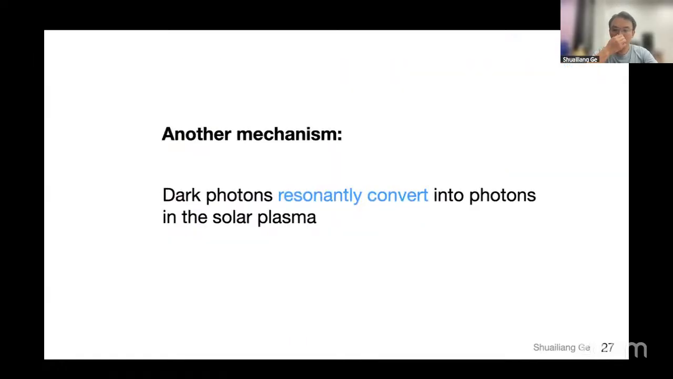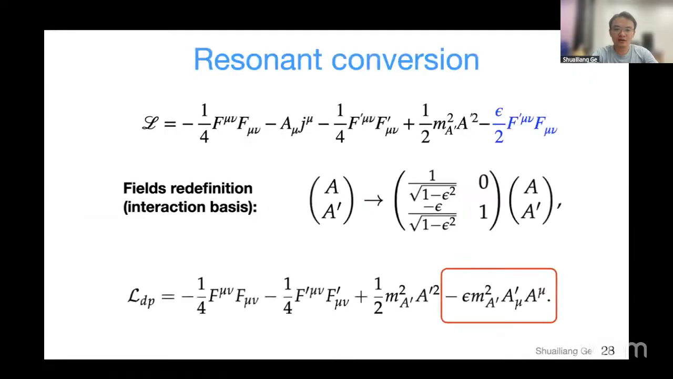And next, I will introduce you a different mechanism. That is, the dark photons can resonantly convert into photons in the plasma environment. Okay, and again, we start from the Lagrangian, but now we choose a different basis for convenience. And this basis is called the interaction basis. After a field redefinition, we can clearly see the interaction between the dark photon field and the photon field. And if you draw the Feynman diagram, it's simply a one-to-one process. And the coupling strength is epsilon times m_A' squared.